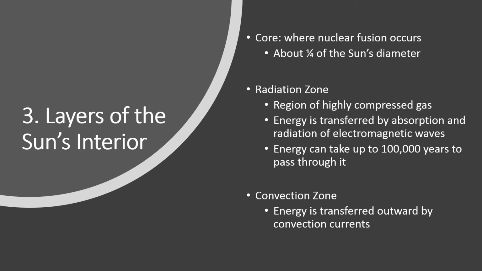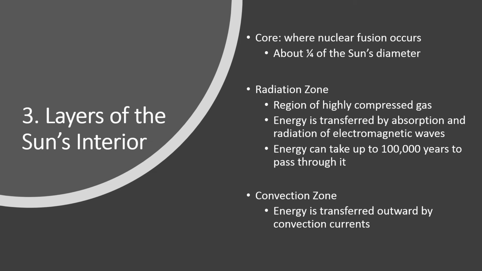The radiation zone is an incredibly hot and incredibly dense layer of gas, highly compressed gas. And energy from the core, from the fusion that occurs in the core, is transferred by the absorption and radiation of electromagnetic waves. And because of the density of this region, it can take that energy up to about 100,000 years to actually pass through it. Once that energy gets to the surface of the sun, it only takes about 8 minutes for it to get from the sun to Earth, just to give you some perspective.